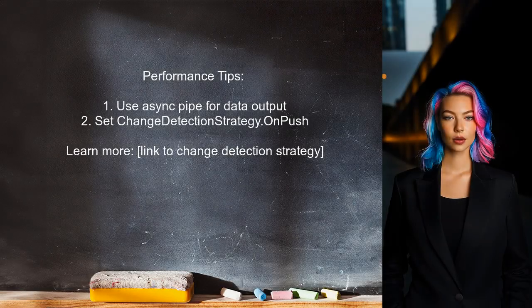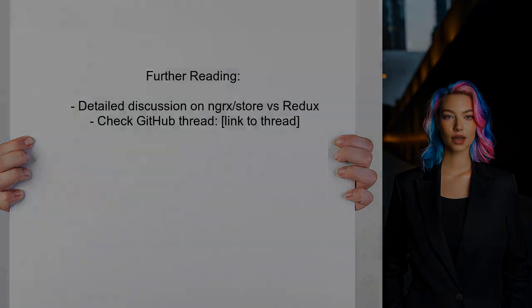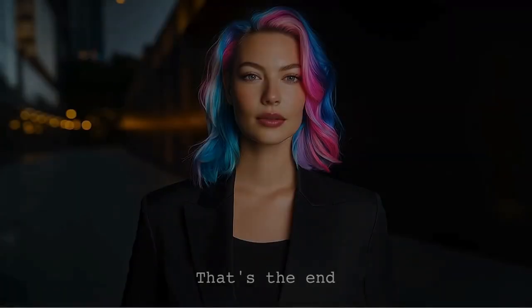For performance optimization, if a component's entire state is stored, using the async pipe to display data can enhance performance. They suggest employing the on-push change detection strategy for better efficiency in larger applications. Lastly, they recommend checking a GitHub thread for a detailed discussion comparing NgRx Store and Redux. That's the end of that answer.